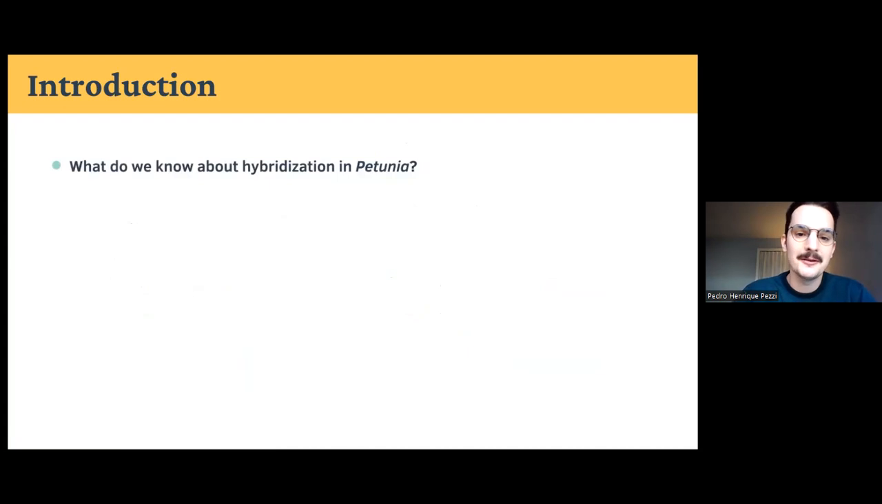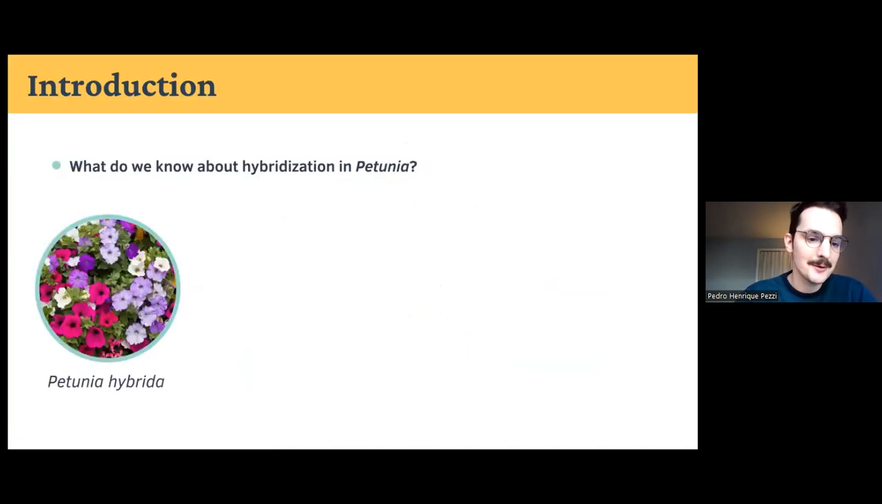But what do we know about hybridization in Petunia? I think most of you know Petunia hybrida. It is a hybrid between two species of Petunia, and they are actually very distinct petunias. One is from the short corolla tube clade and one is from the long corolla tube clade. But of course, all this diversity here is human made and not natural.